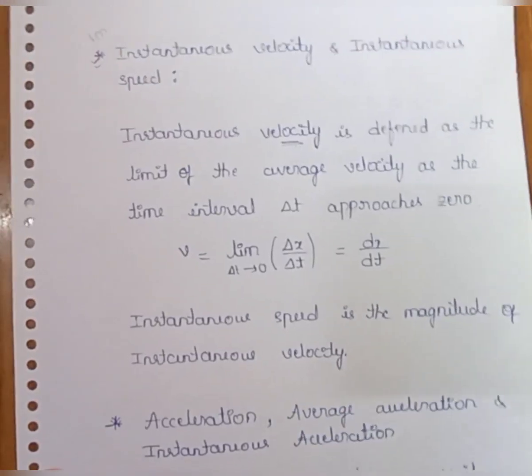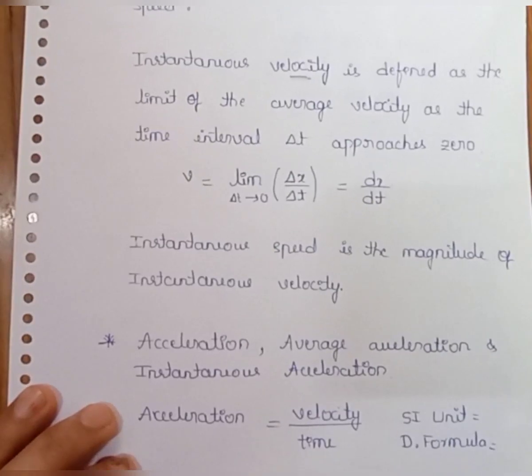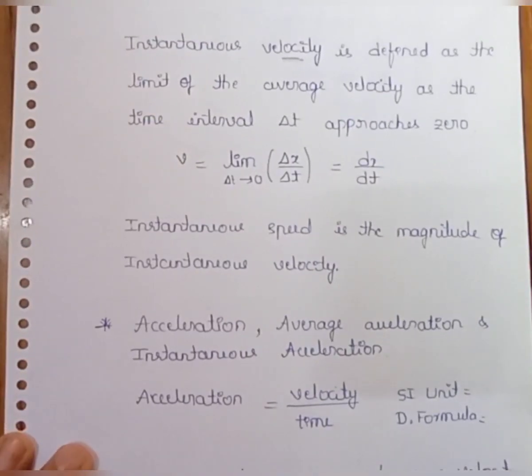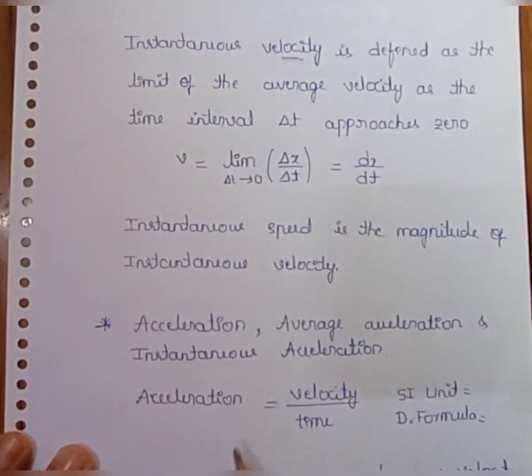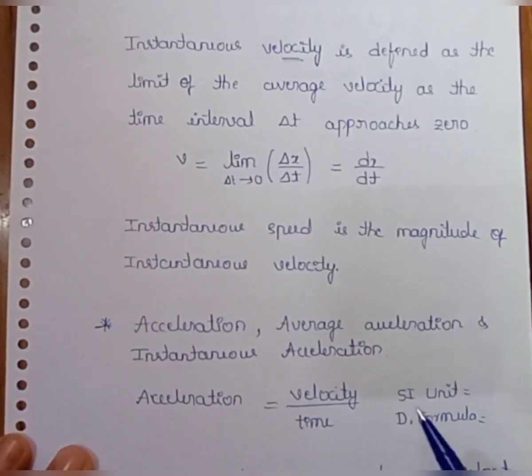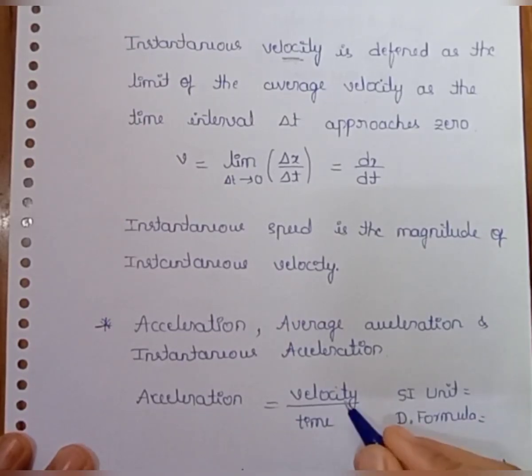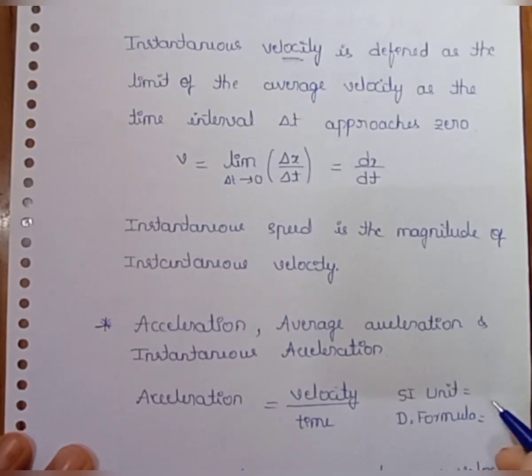Next concept is acceleration, average acceleration and instantaneous acceleration. Then what do you mean by acceleration? We already know acceleration is equal to velocity divided by time taken. SI unit for acceleration: for velocity it is meter per second, for time it is second. So the SI unit for acceleration is meter per second square. This one is the SI unit for acceleration.